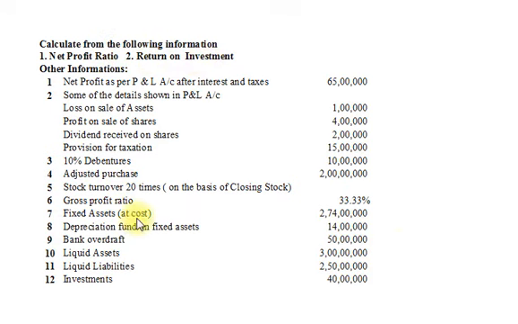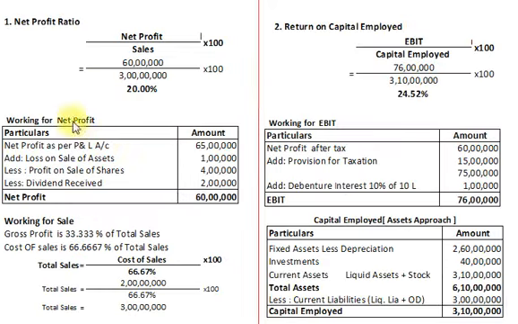Let's calculate first the net profit ratio. Our formula is net profit after tax divided by sales multiplied by 100. Both the things are not readily available for the formula, so let us do some working for that. Here is the working for net profit after tax. As per the information, we have a net profit after interest and tax of 65 lakhs.